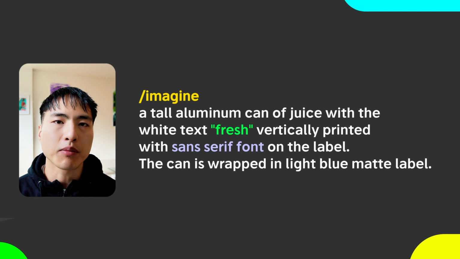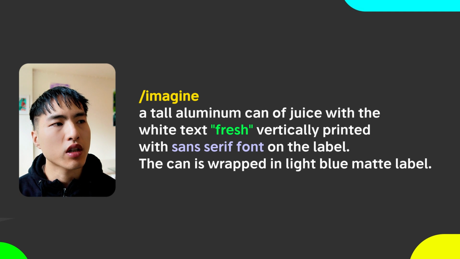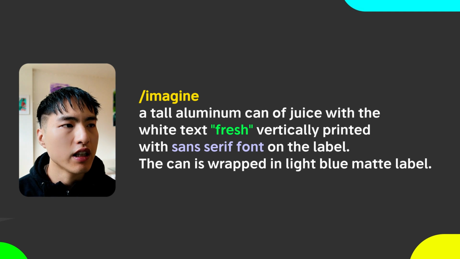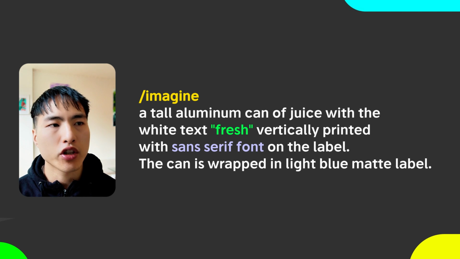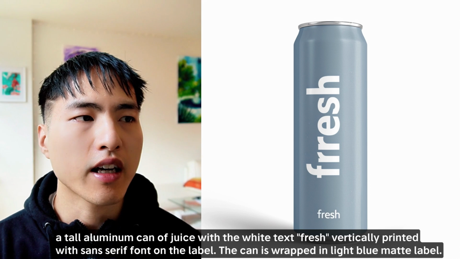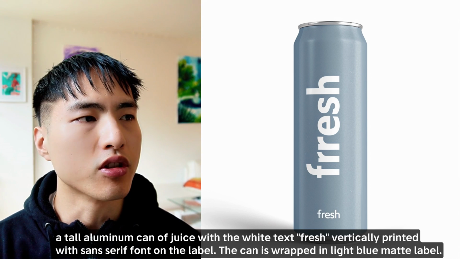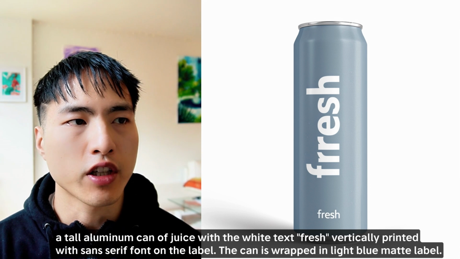Let's try designing a product. We'll use a tall aluminum can of juice with the white text fresh, vertically printed. I'll go with sans serif font this time. The can should also have a blue label. I like how clean the text looks in these images, and it prints the word fresh very clearly.